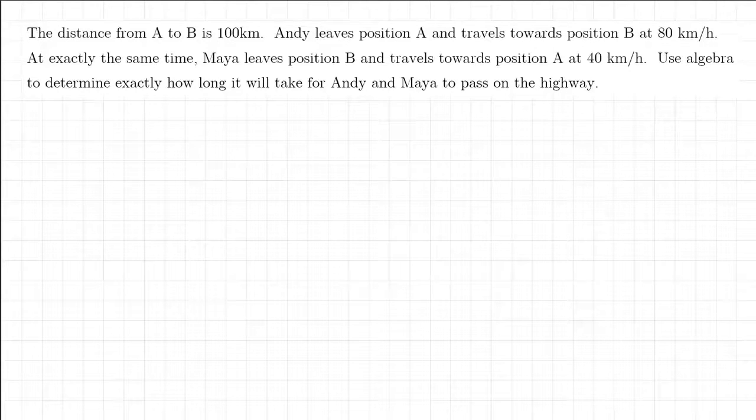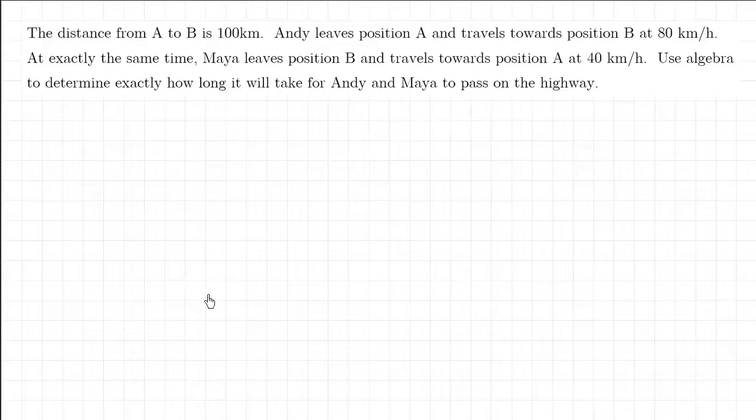Let's try this graphing word problem. The distance from A to B is 100 kilometers. Andy leaves position A and travels towards position B at 80 kilometers an hour. At exactly the same time, Maya leaves position B and travels towards position A at 40 kilometers per hour. Use algebra to determine exactly how long it will take for Andy and Maya to pass on the highway.